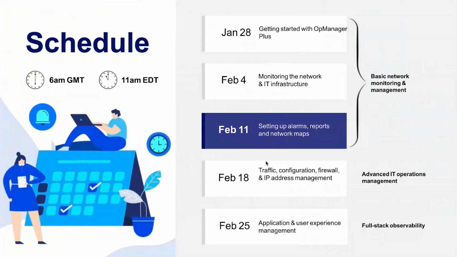In this part, which will conclude the basic network monitoring and management subsection of the webinar, we'll talk about setting up alarms, reports, and network maps. On the fourth part, we'll talk about advanced IT operations management, where we'll discuss the traffic configuration, firewall, and IP address management capabilities of OpManager Plus. On the fifth part, on February 25th, we'll talk about application and user experience management, wherein we'll conclude the full stack observability module of this webinar series.